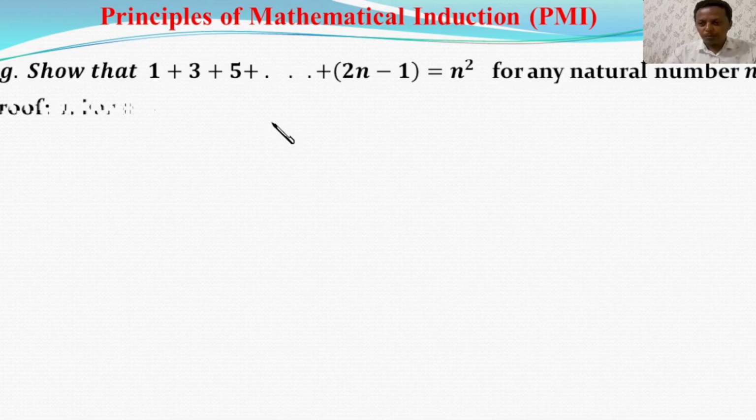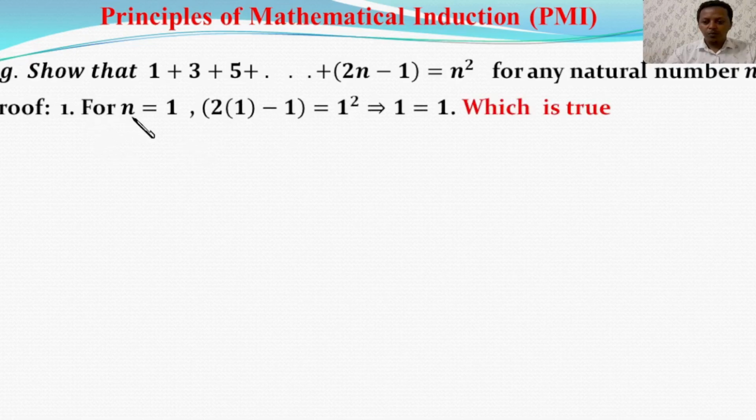Now, in the first step, we are going to show the statement is true for n equals 1. We are going to show P of 1 is true. So when n equals 1, what will happen? On the left side, 2 times 1 minus 1, which is 1, is equal to, on the right side, 1 square. So 1 equals 1. It is true. That means the given statement P of n is true for n equals 1.